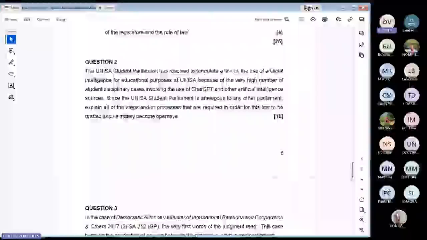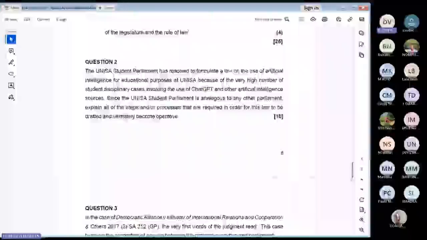And this is just very, very rough work. Obviously, in the exam, you would make it look a bit prettier and fill it out. But you would say, for instance, number 1, the executive of the UNISA Student Parliament would formulate the policy, and then they would submit that policy to the student parliament.